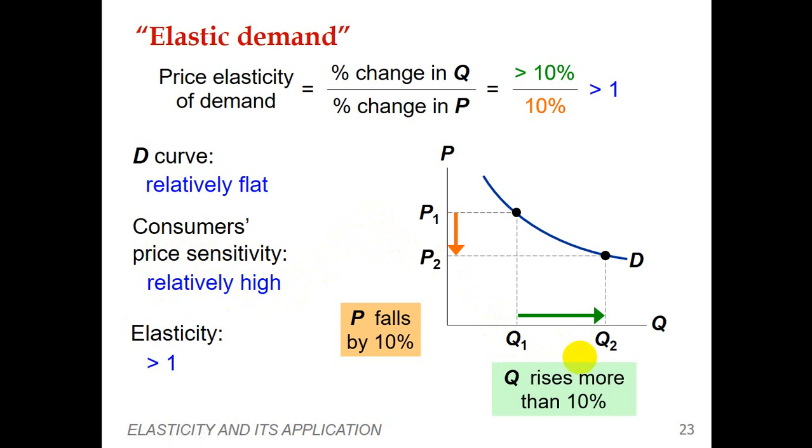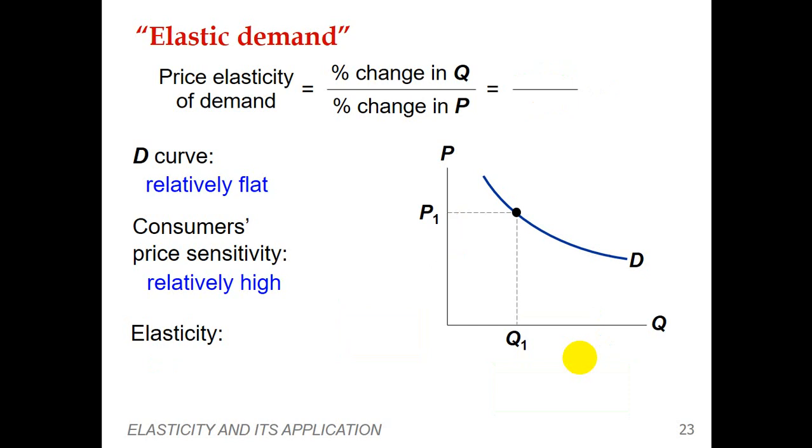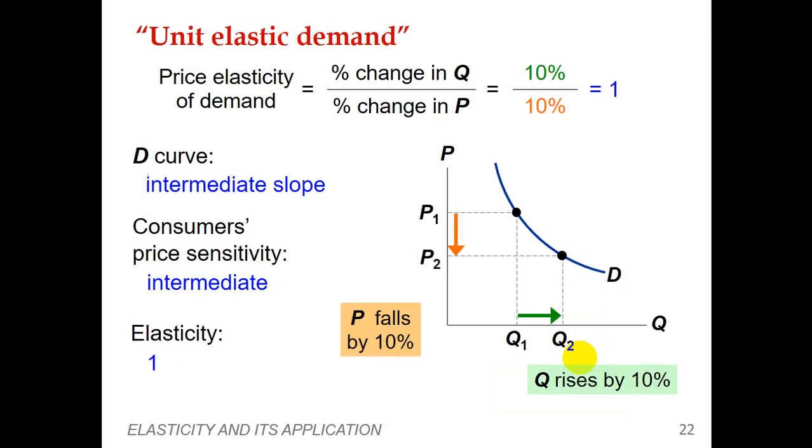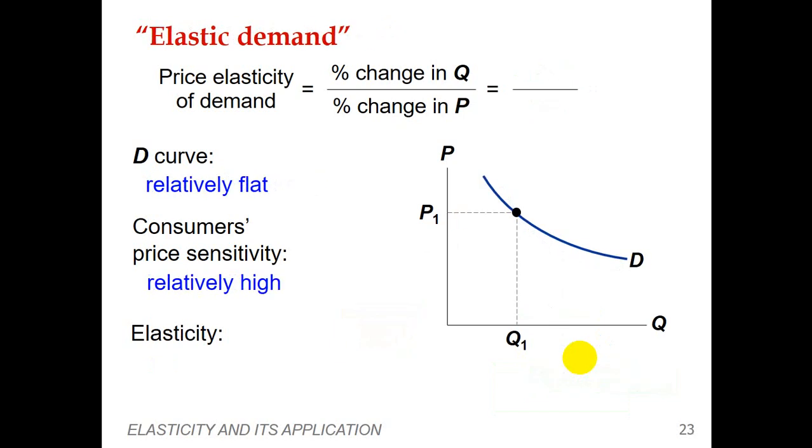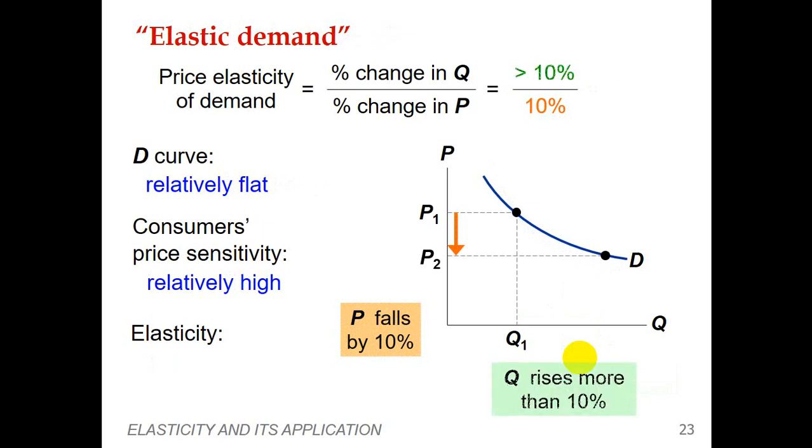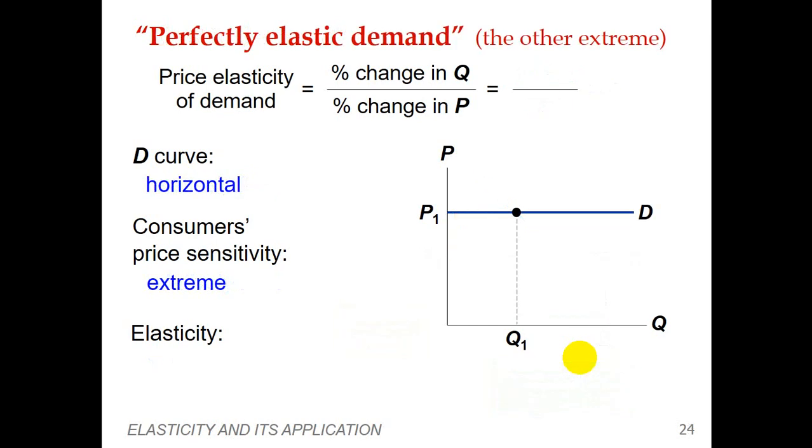That's why the elasticity in that case is greater than 1. So you can see that in the case of unit elastic, the demand curve is now flatter. Here, an even flatter demand curve is the case of elastic demand. And now we have the extreme case of elastic demand, which is the perfectly elastic demand curve.